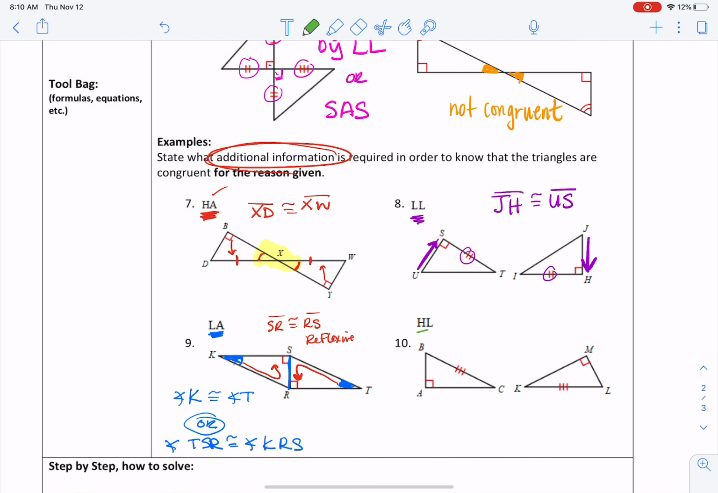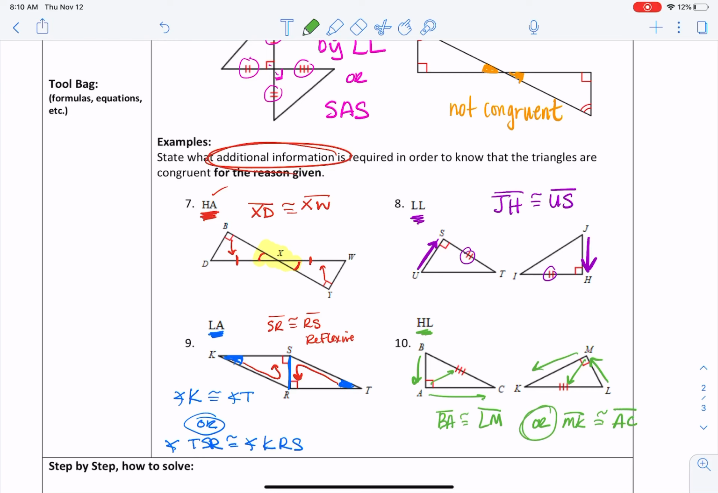The last one is hypotenuse leg. This is my hypotenuse. It's the side across from the right angle. So then I just need to know one of the legs. So I either need to know that BA is congruent to LM, or I need to know MK is congruent to AC. So I need to know one of those two pieces to prove congruence.